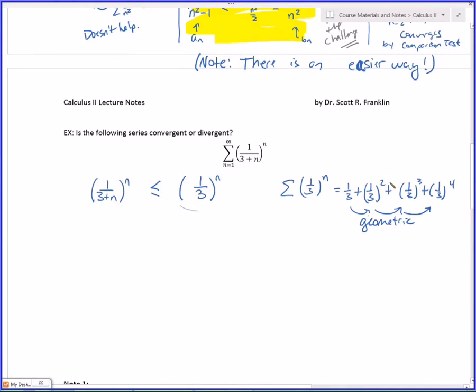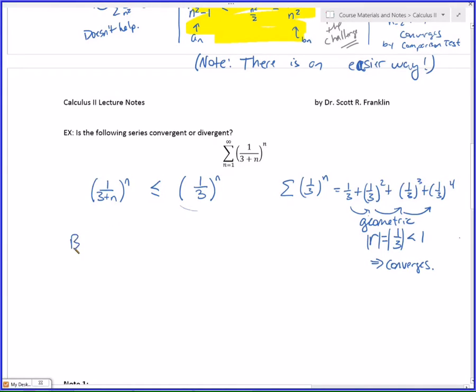Does it converge? Well, what's the r? 1/3, which is in absolute value less than 1, which means it converges. You have found something bigger that converges. Again, you see why it's bigger, right? The denominator got smaller for the inside fraction, which means the fraction got bigger. And if you raise them both to the same power, a smaller fraction to a power compared to a bigger fraction to a power is something small compared to something larger.